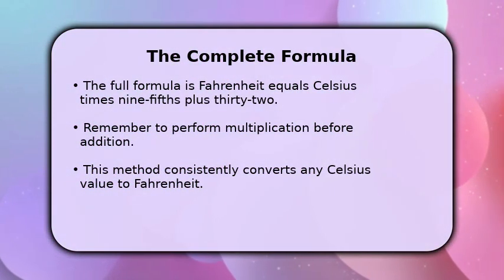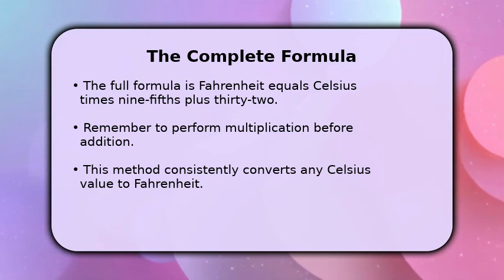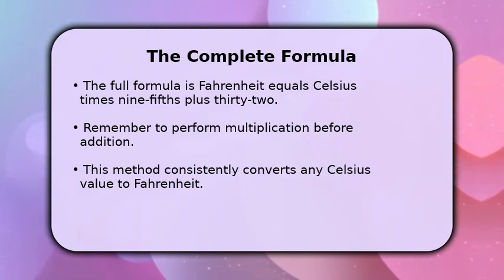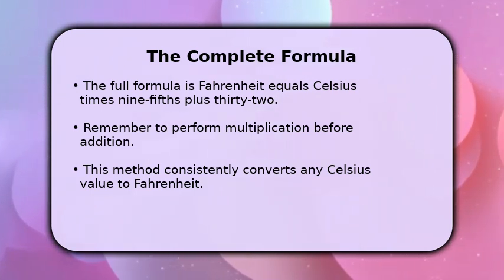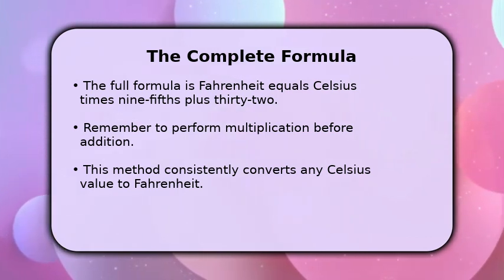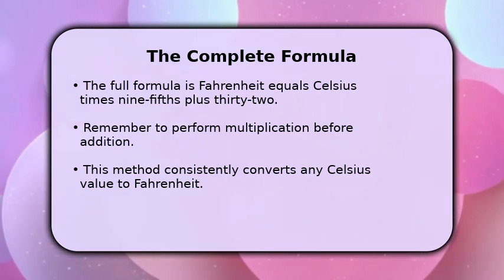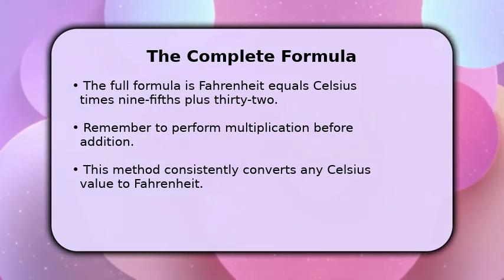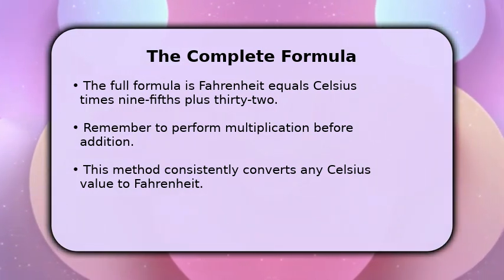So, to summarize, the complete formula for converting Celsius to Fahrenheit is Fahrenheit equals Celsius multiplied by 9/5, then add 32. Always remember to perform the multiplication step first, before adding 32, to ensure accuracy. This two-step process is reliable and will help you quickly convert any Celsius temperature into its Fahrenheit equivalent, making temperature readings universally understandable. You've got this.